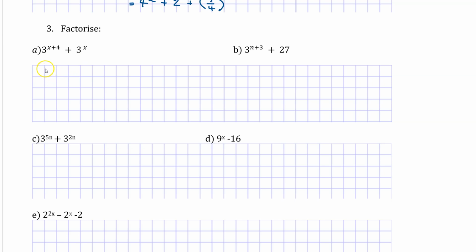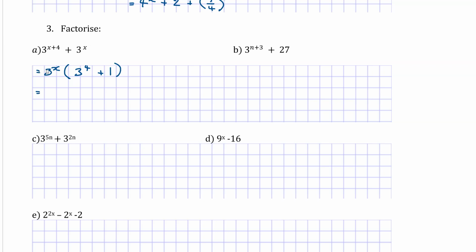And simply looking at this, I can see that the common factor is going to be 3 to the power of x. If I pull 3 to the power of x out of the first one, what I'm going to be left with is 3 to the power of 4 plus 1, like so. So in this case, the factorized form of this is 3 to the power of 4 plus 1, times 3 to the x.